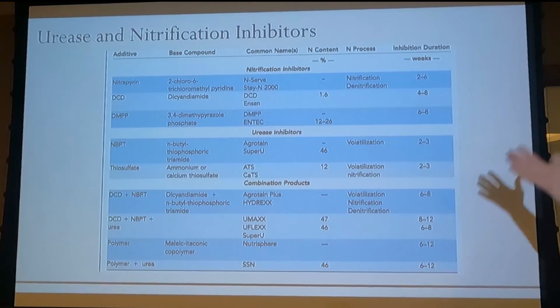Some of the ways that we can combat this is by using a urease inhibitor, which is stopping the conversion of urea to ammonium, or we can use a nitrification inhibitor, which is stopping the conversion of ammonium to nitrate.